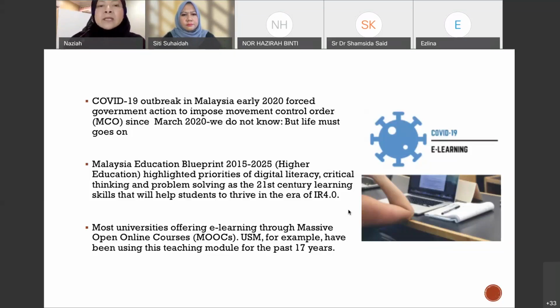Most universities actually offer e-learning through massive open online courses, and I believe UiTM has also adopted this kind of system, whereby we can share all the notes, do all the learning, or any kind of classroom projects through this e-learning platform. USM has also been using these teaching modules for the past 17 years, and we rely on the training offered by our university to do this e-learning. But before COVID, we only applied it as online learning, not totally 100% online learning, but probably blended learning.